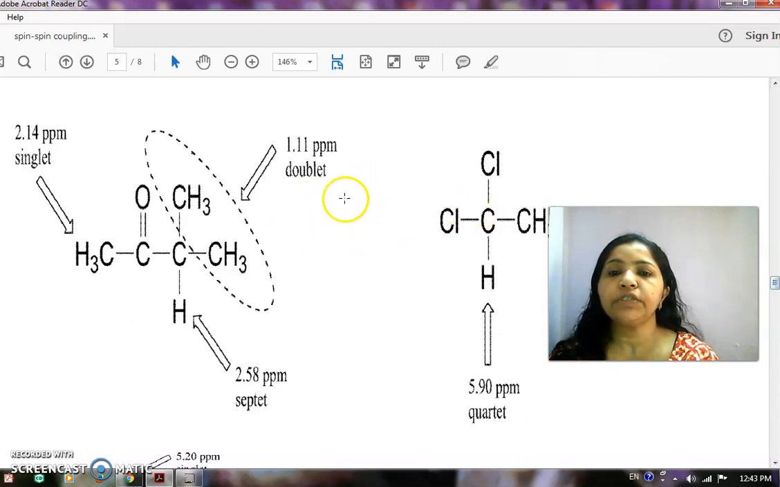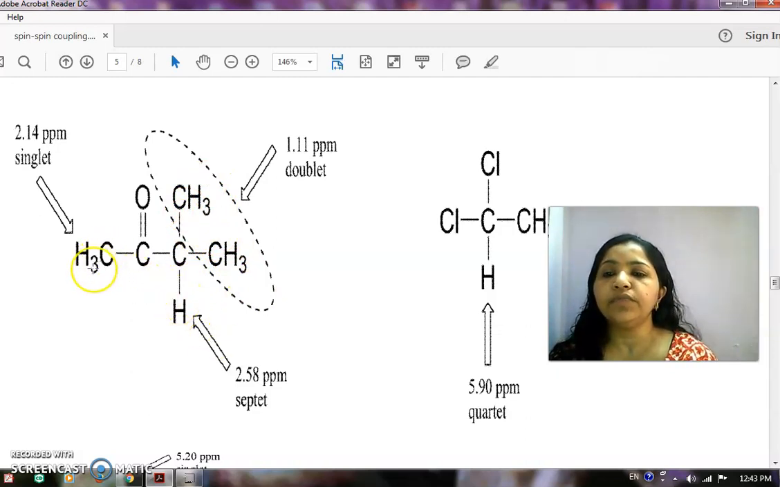If you judge this one, these two are in a similar environment, and this is in another environment. This H is not bonded with the methyl. It is bonded with an isopropyl. So you have this one, a similar type of equivalent hydrogen. This is equivalent, this is another. So this one is in this environment, therefore it will be a doublet. Intensity will be very high, 6 hydrogens and a doublet.